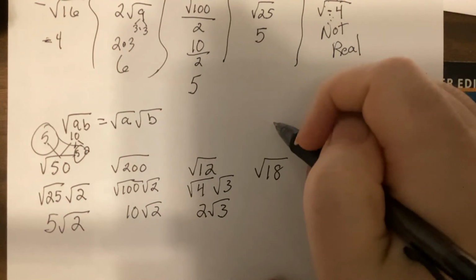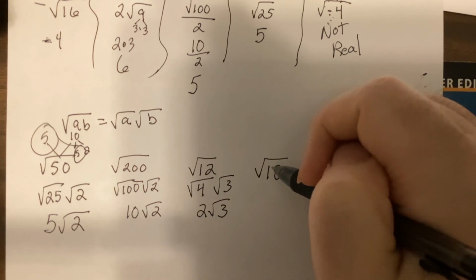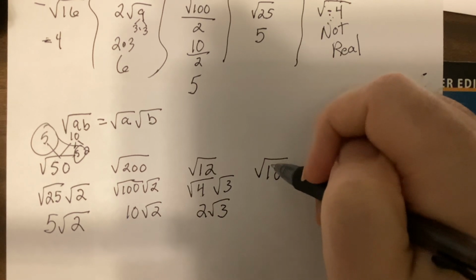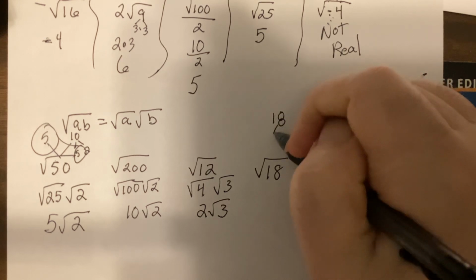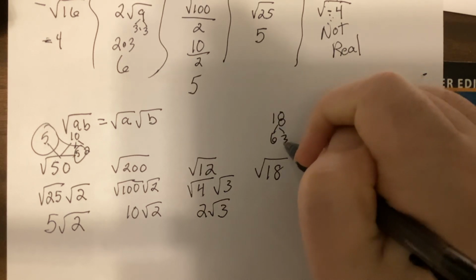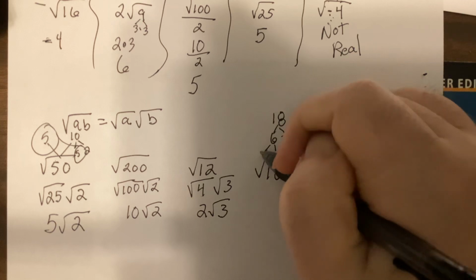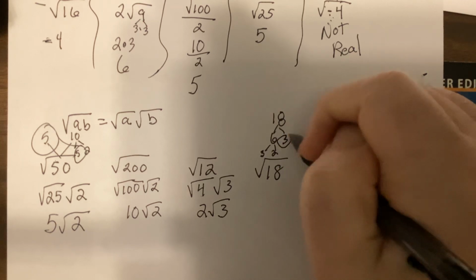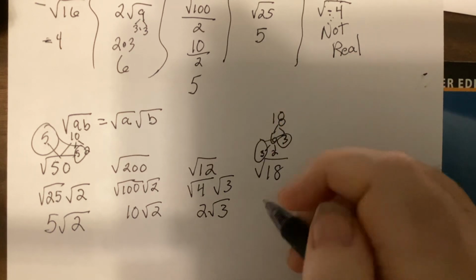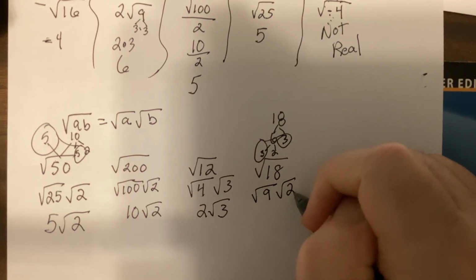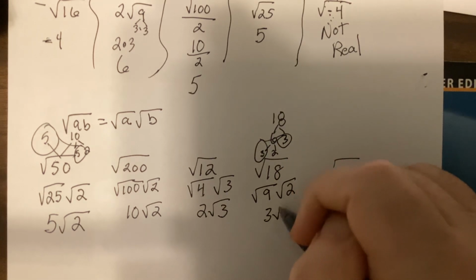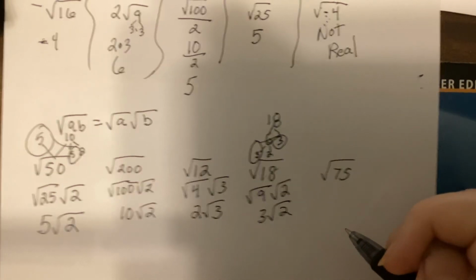18. Again, if you're not good with numbers, you should know your perfect squares. 18, we could break it up. Let's see, 6 and 3. 6 is 3 and 2. Hey, there's 2 3's. That's my perfect square. So that'd be 9 and 2. So it'd be 3 square root of 2.